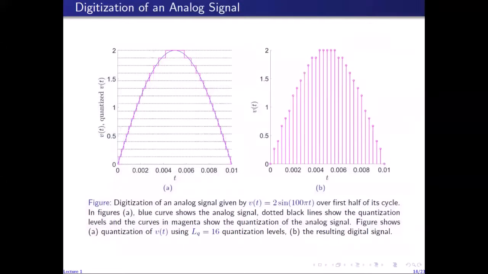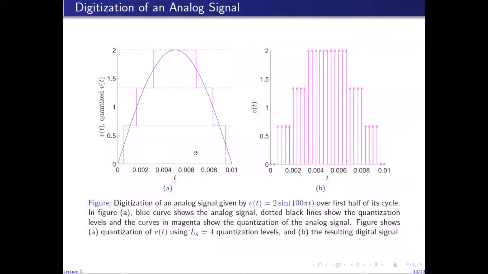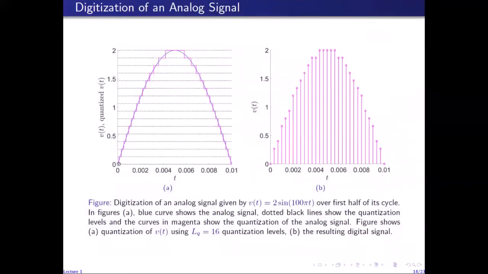Here I illustrate the same digitization of the analog signal, but instead of using just 4 levels as before, here I'm using 16 levels. And as you can see, the quantized signal, as well as the resulting digital signal, look very similar to the actual analog signal. This is because of the greater number of quantization levels, and so smaller quantization steps.